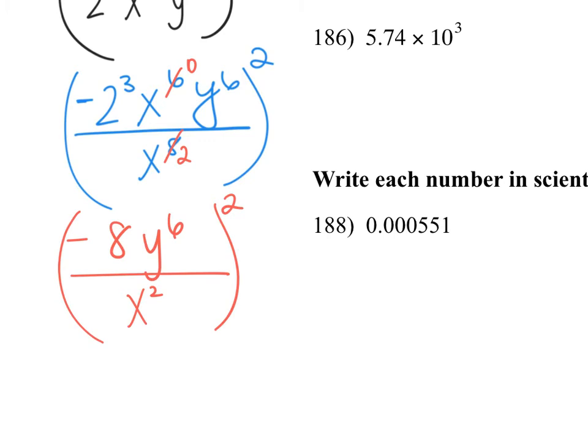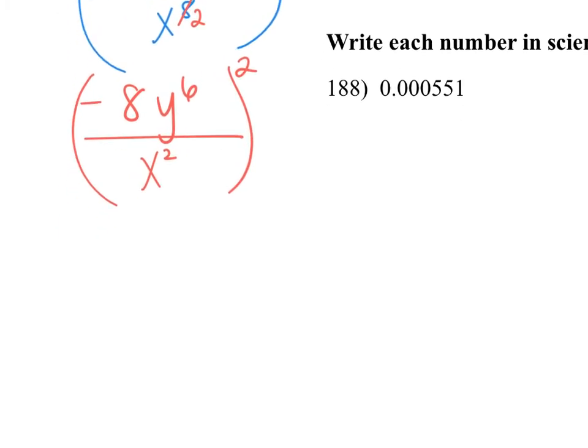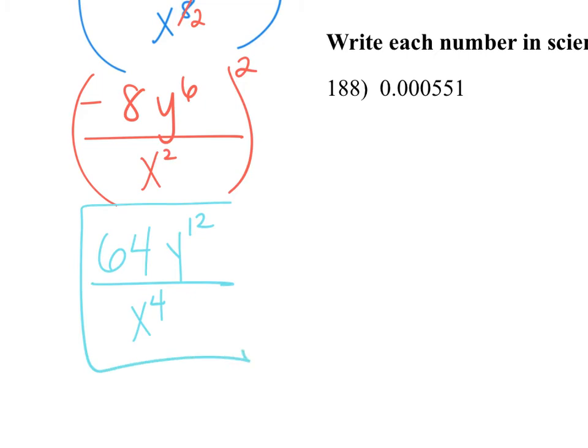And then I can actually distribute my power of 2 to every term. So I get 64 y to the 12th over x to the 4th. And this is my answer.